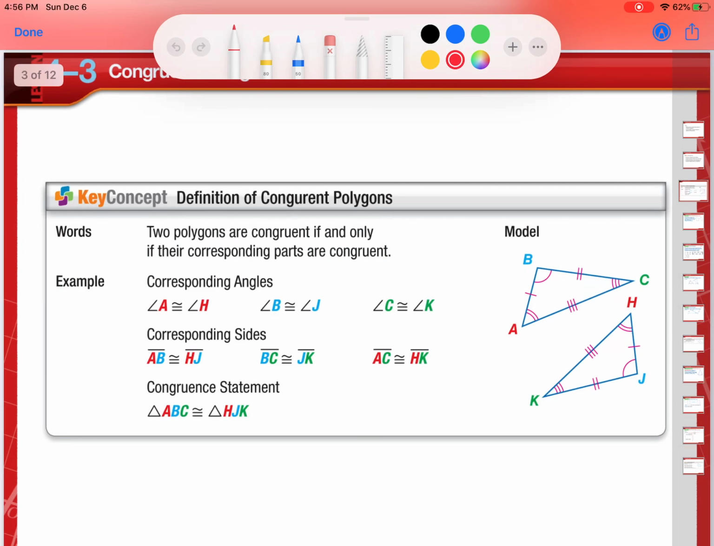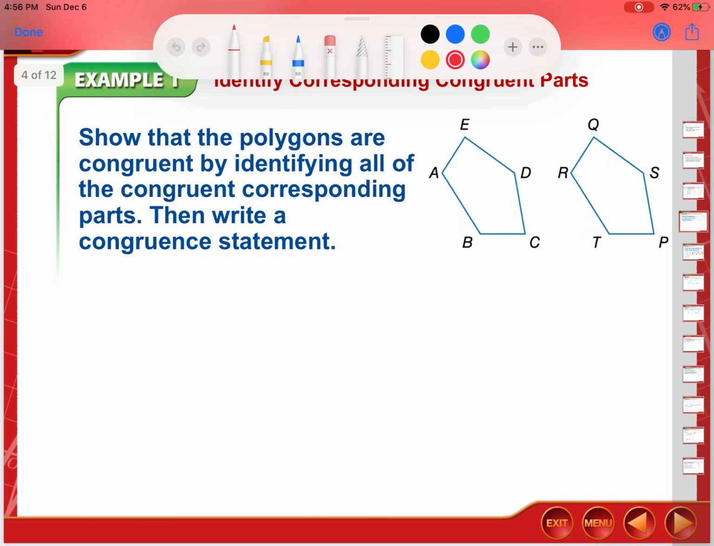As we get into this, we have our definition of congruent polygons here, more specific than what I gave you. Feel free to put this in your notes. But I am moving on. You can pause the video at this point if you'd like.